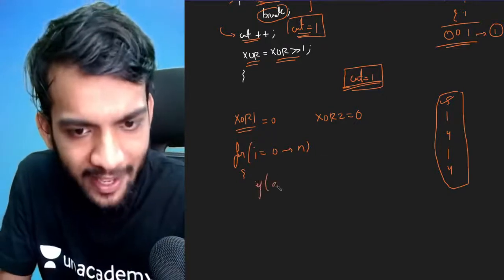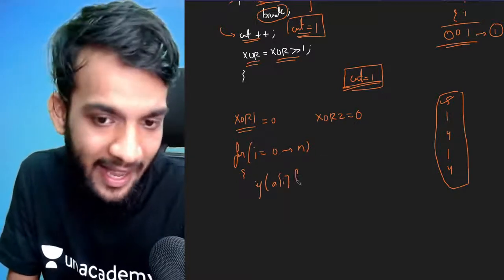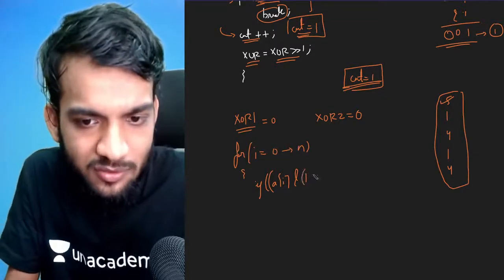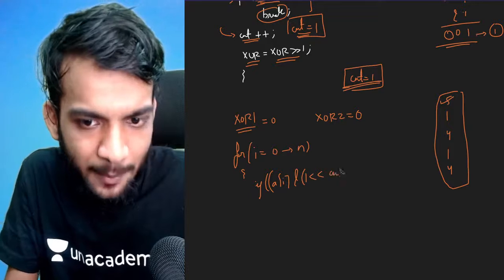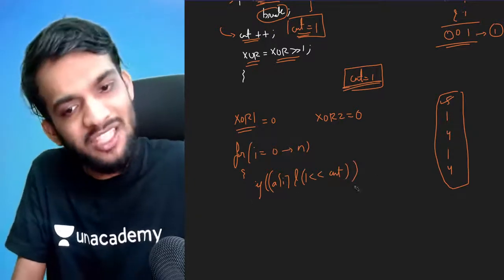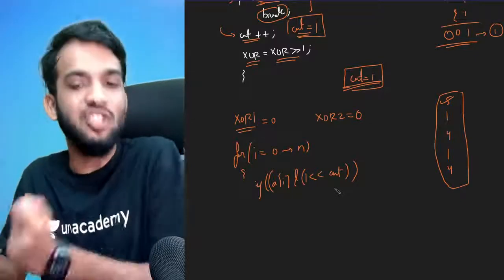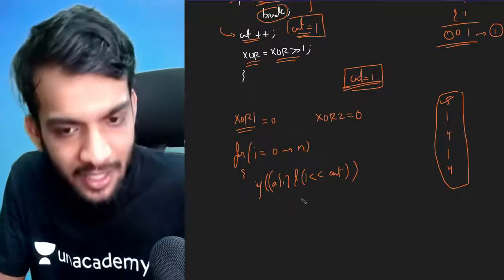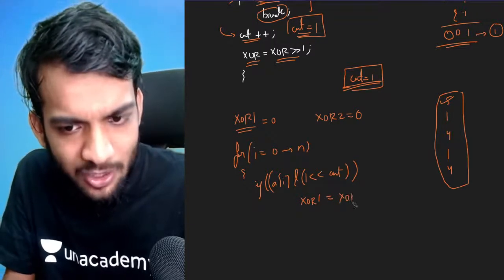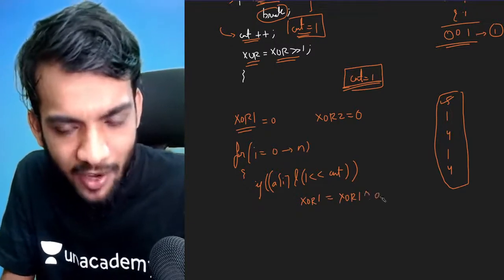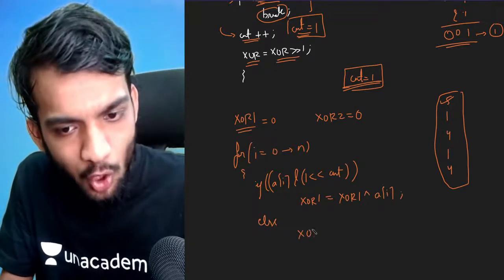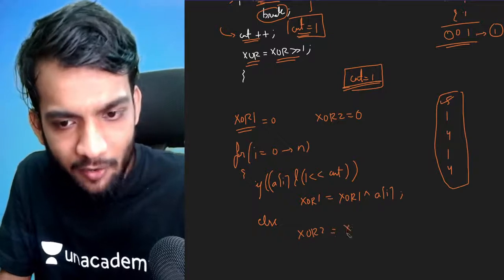So if A of I, how do you find whether the first bit is set or not? Remember yesterday's class, the first class on bit manipulation? This is how you will know if it is set or not. If this is giving you a non-zero value, this means it is set. If it is set, let's take it into XOR1. So if it is set, you will just take A of I into XOR1, or else you'll take A of I into XOR2.